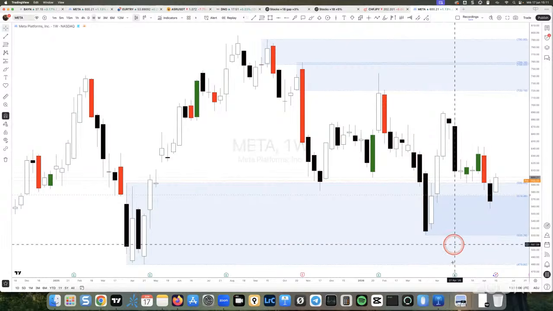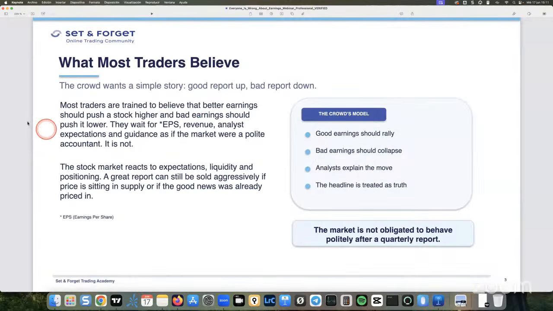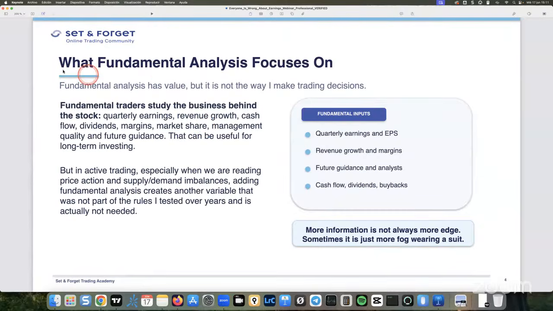Okay, there are many others. So this is what most traders believe. Fundamental analysis focuses on studying the business behind the stock. So are you telling me that you have the capacity, the skills, the studies and the career to study if a business is good enough to buy? I don't have the skills to do that, and if you tell me you have it without studying that, I don't think I'm going to believe you.